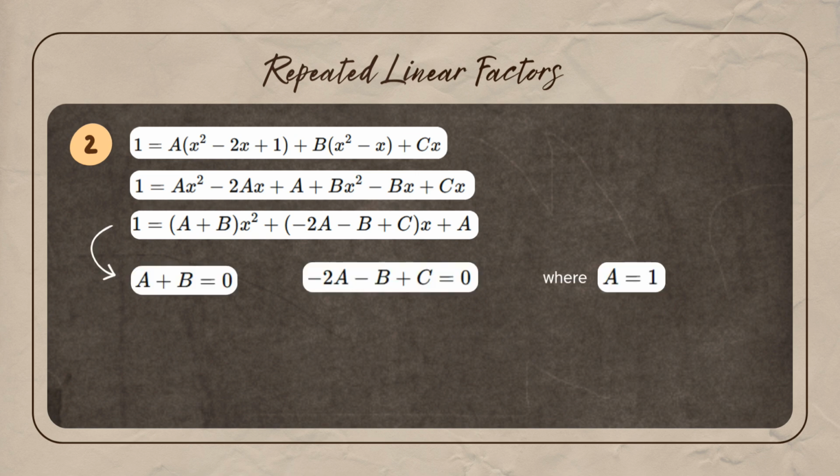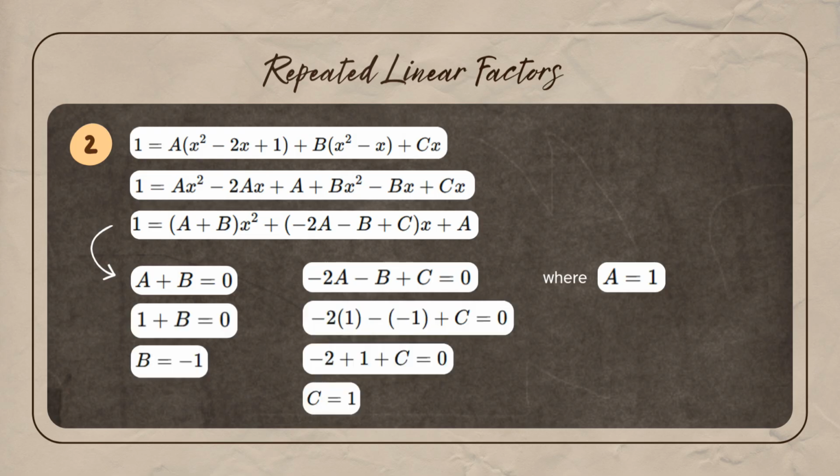So here it is. You have a plus b equals 0 and also minus 2a minus b plus c equals 0, where a equals 1. We only need to substitute the a, so it will become 1 plus b equals 0, which is b equals minus 1. And then, after we know the a and b, we only need to substitute the a and b into the next calculation. So it becomes minus 2 plus 1 plus c equals 0. And we have the c, which equals 1.